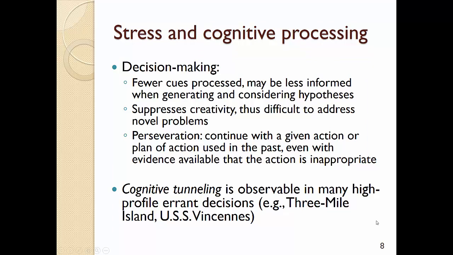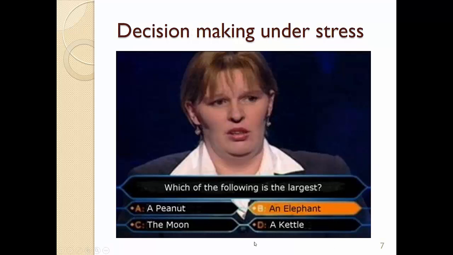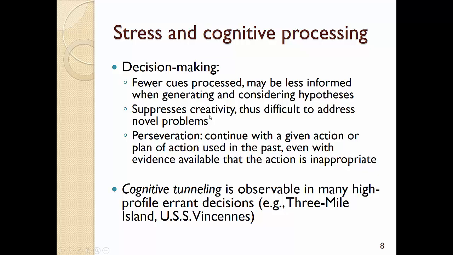So with decision making under stress, we tend to process fewer cues. That's like if I'm thinking about each of these things, one of them would be the size of these things, and there's something lost in the details because this woman's under stress and an elephant is the largest. So I'm processing fewer cues. I'm going to come to an early hypothesis that's going to be underinformed, and that hypothesis will persist because I don't have the working memory capacity to compare multiple hypotheses.